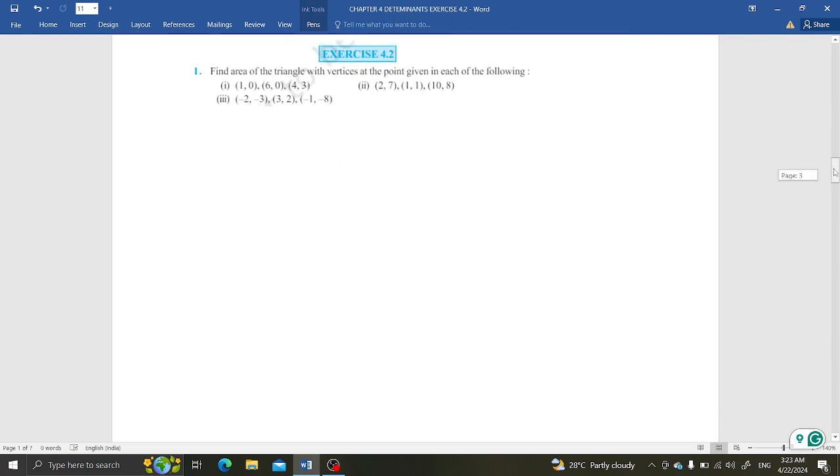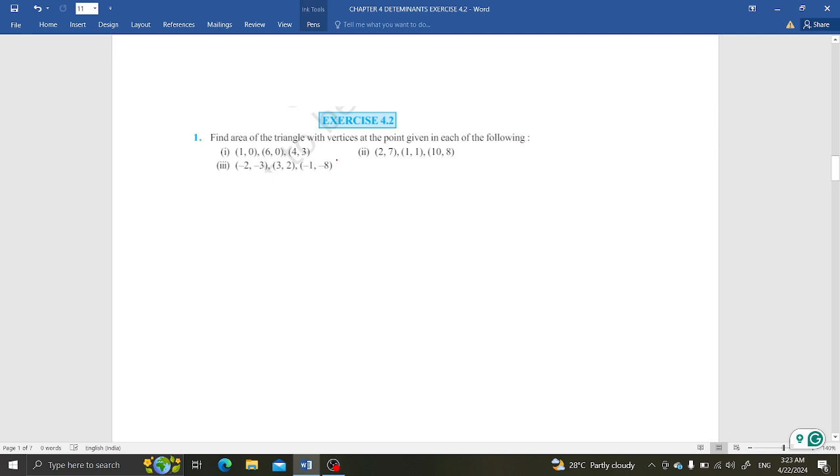Now, the first question we have here, exercise 4.2. The first question is: find the area of the triangle with vertices at the points given in each of the following. These 3 points are given: the first point, second point, and third point. I'll do the first question. You need to do the second and third questions. The same method we need to use here.